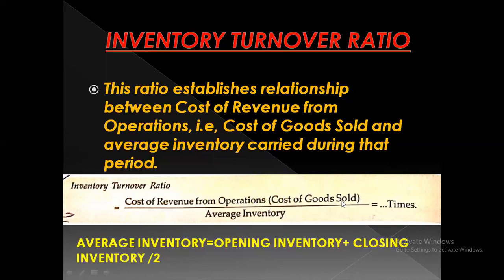The cost of goods sold you have already done in class 11th. Now its name is cost of revenue from operation. Cost of goods sold or cost of revenue from operation is opening stock plus net purchases plus direct expenses minus closing stock. And the average inventory is calculated as opening inventory plus closing inventory divided by 2.